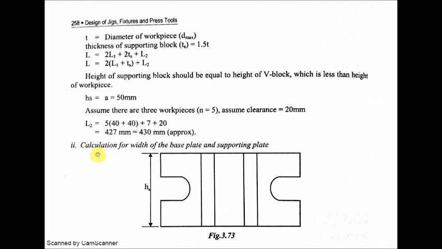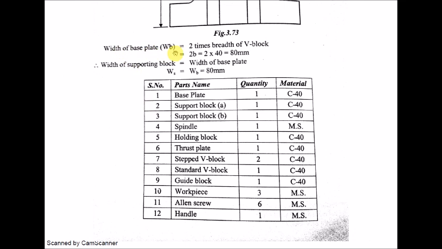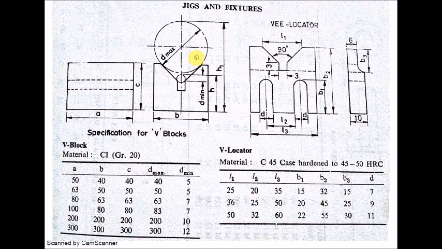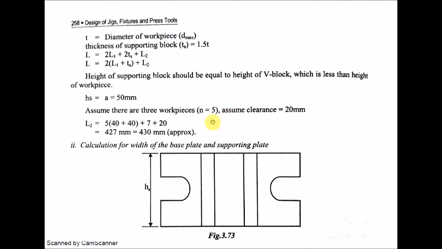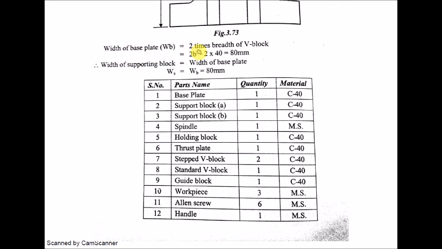Okay, now we will go to the calculation for the width of the base plate and supporting plate. So this HS we know, we found out. The width of the base plate is equal to 2 times the breadth of the V block. So what is the breadth of the V block? Go back to the V block diagram. The breadth of the V block is B equal to 40 mm. So the width of the base plate will be 2 times B. So this is 80 mm, and the width of the supporting block is equal to the width of the base plate. Both should be one and the same. So W is equal to 80 mm.